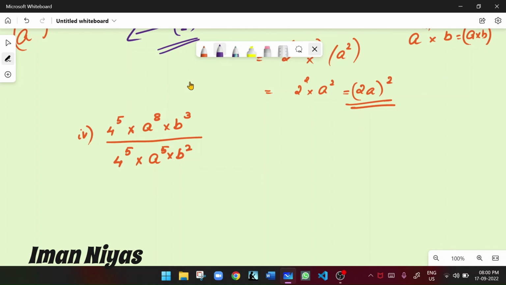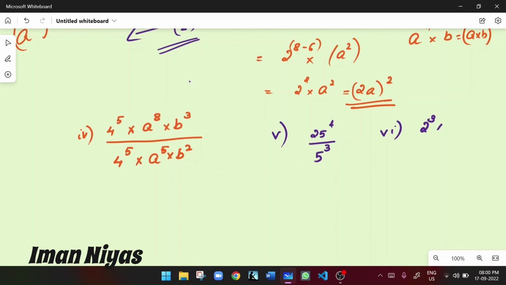And let me give you another question also, the fifth one. You can try this one also. So write it down. 25 to the power of 4 divided by 5 to the power of 3. Another one, the sixth one is 2 cube multiplied with 2 the whole square.